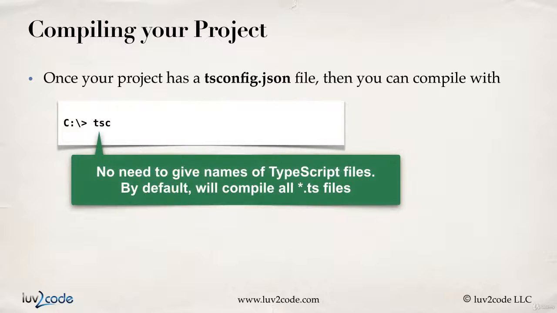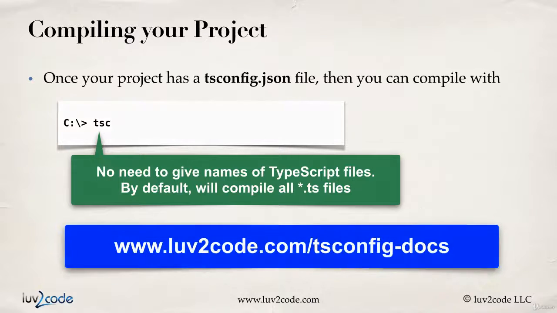Once your project has a tsconfig.json file, you can compile it by simply giving the tsc command. There's no need to give the names of your TypeScript files. By default, it'll compile all *.ts files. There are additional configurations you can set for the tsconfig.json file. You can view the documentation to learn all of the details. Simply visit the link here, www.luv2code.com/tsconfig-docs, and it'll redirect you to the official tsconfig documentation.